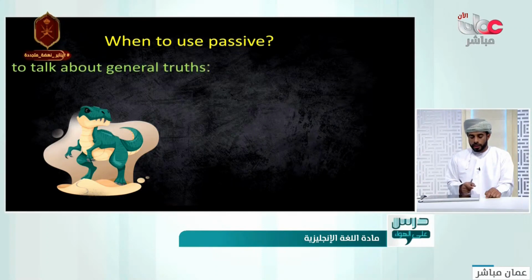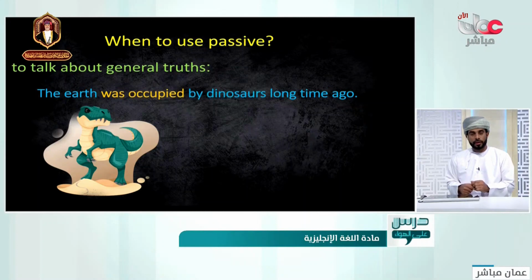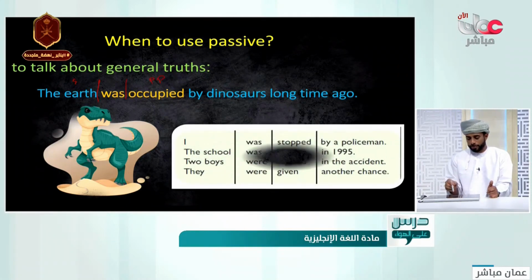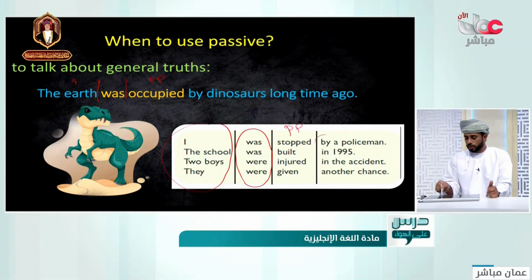And when to use it again, to talk about a general truth. Something happened or something has been done. Like this one, the earth was occupied by dinosaurs a long time ago. From this sentence, you can see how to form it. The subject, to be, was or were, and the past participle. Sometimes we can use the word by, sometimes we don't have to use it. Good. This is how to form a sentence in the past passive.